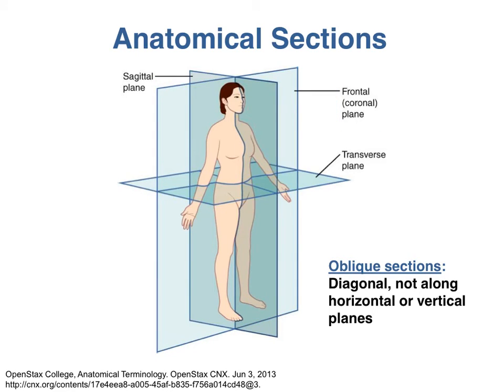Now, if you take that same pane of glass and cut yourself in half so that you are divided into a superior and an inferior half, that's called a transverse section, sometimes also called a cross section.